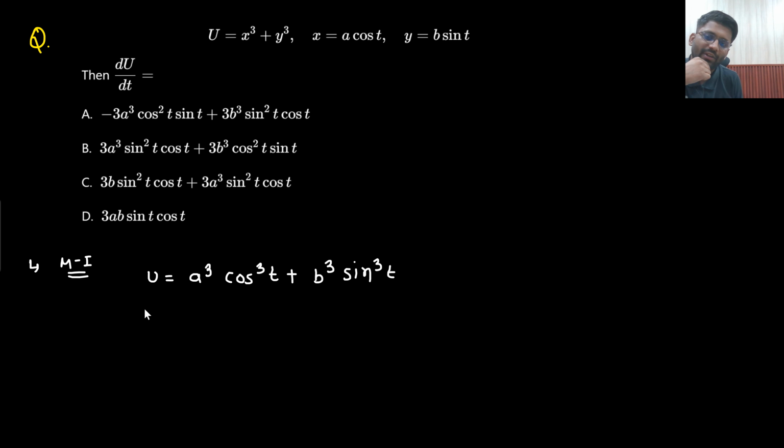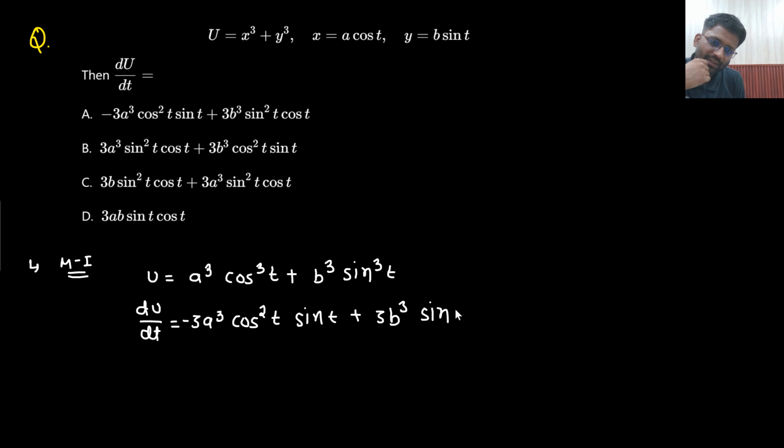What we are supposed to find out? du by dt. That's it. So very easily I will be able to do, no? Here nothing I need to think. So 3 a cube cos square t, differentiation of cos will be minus sin t, plus 3 b cube sin square t cos t. That's it. Option A correct.